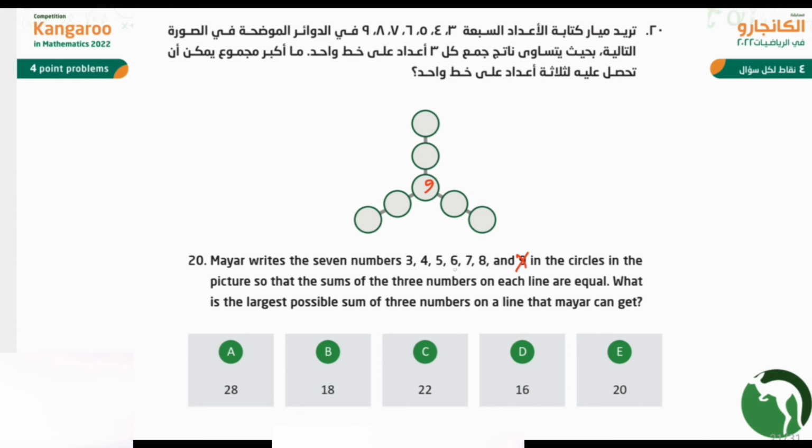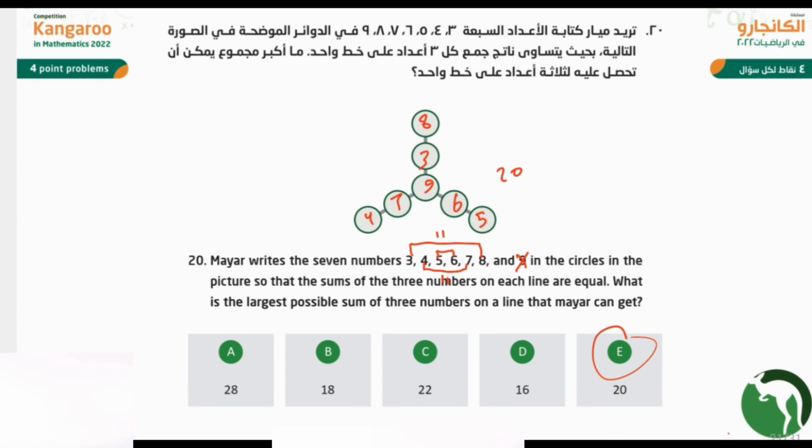Now I removed this 9. I have these circles as the rest. I have these numbers here. So I need to obtain pairs that have equal sum. So for example, 8 and 3, if we sum 8 and 3, we will obtain 11. Similarly, 7 and 4, and 5 and 6. So I will put here, for example, 8 and 3, and I will put here 7 and 4, and I will put here 6 and 5. Now, if we sum each set of these sets, we will obtain 20, and E is the correct answer.